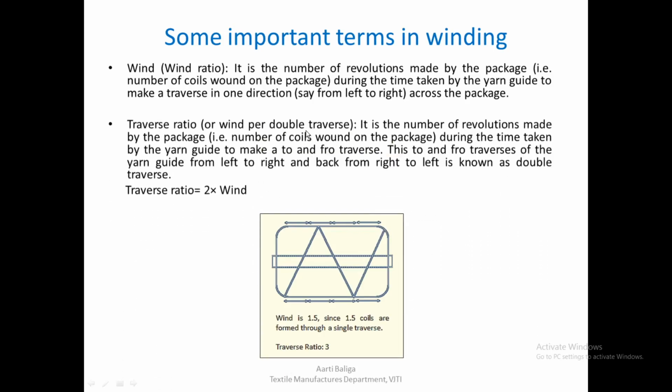So the traverse ratio is 2 times that of wind. That is, it is the number of revolutions made by the package during the time taken by the yarn guide to make a to and fro traverse, that means from left to right and then right to left. How many coils have been laid during this traverse? It is 2 times wind, and therefore in this case the traverse ratio would be 3.